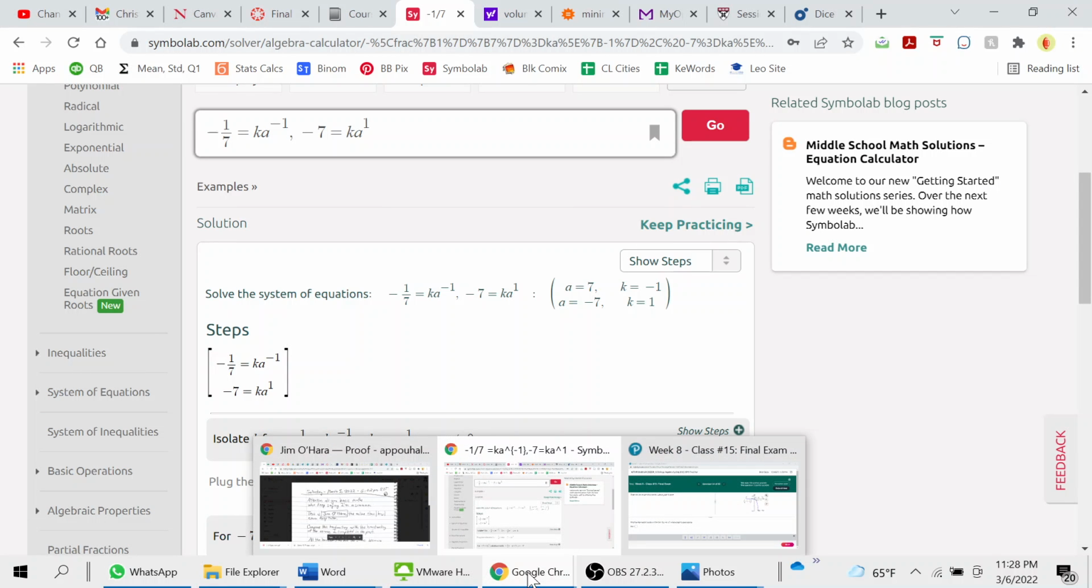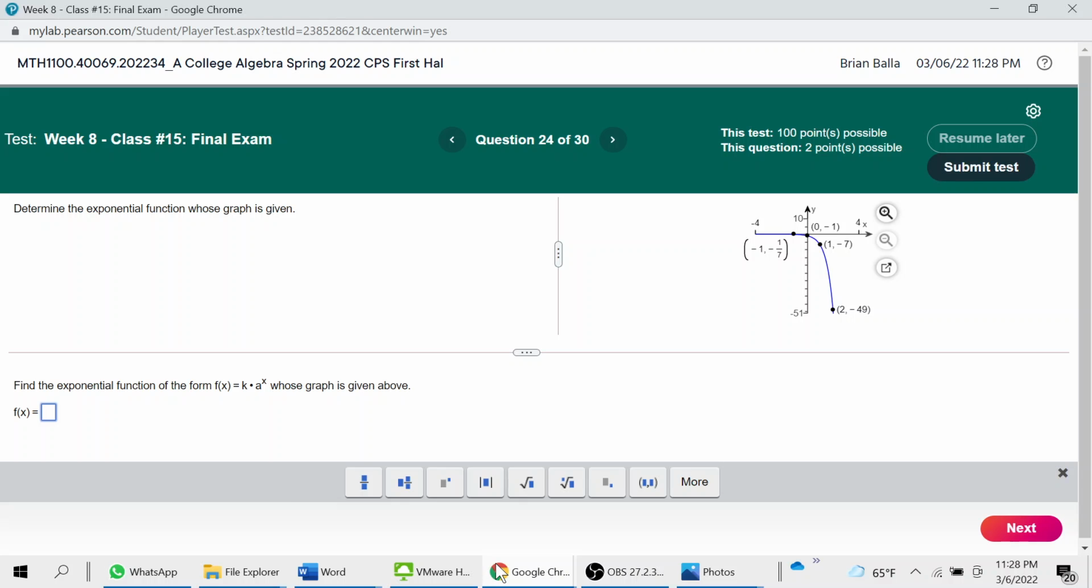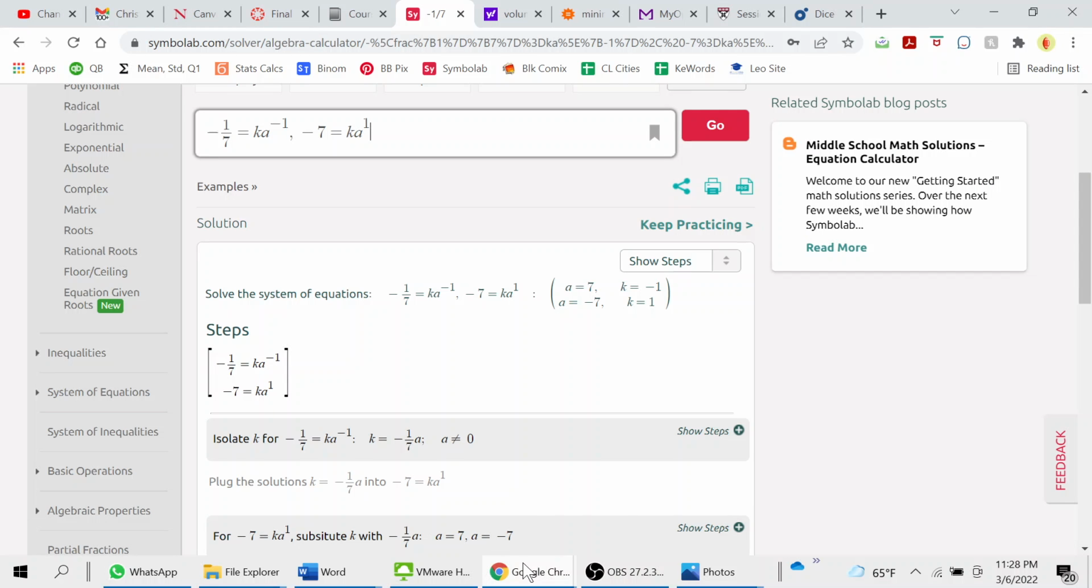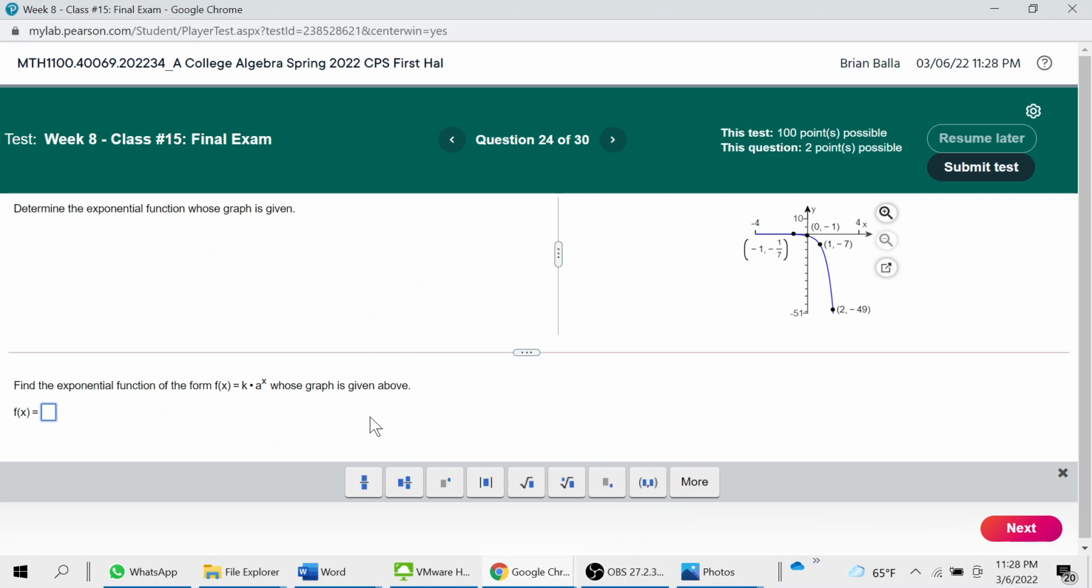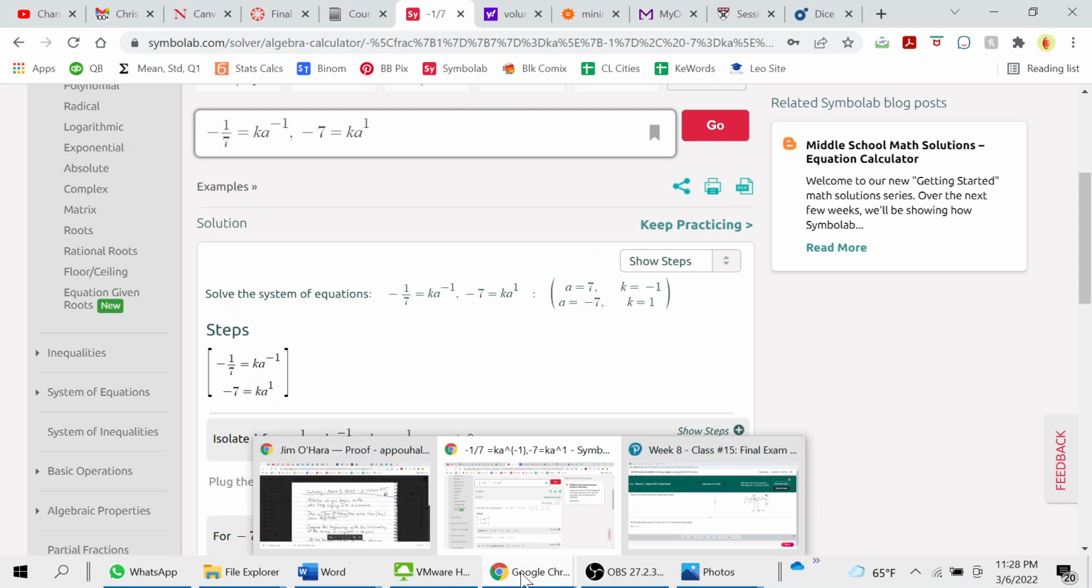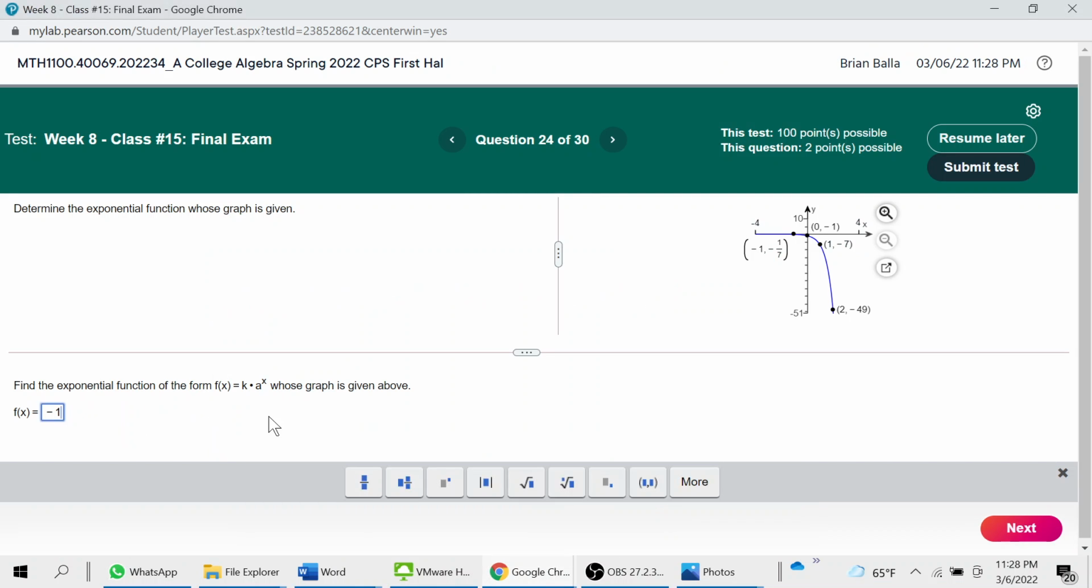Okay, so I gave two different systems of equations here. Alright, let's see here. K is 1. Let's assume K is 1. Oh wait, actually, K must be -1, because here, you see here, -1 is K, 7 is A, 7x. Okay, let me think. So if I plug in x for 0, 7 to the 0 power is 1, 1 times -1 is -1, exactly. So that produces the correct result, and everything else will be correct.